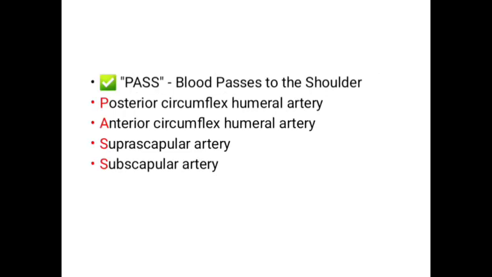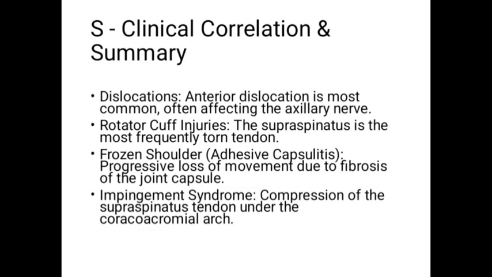Now, here is a mnemonic that can help you remember the blood supplying the shoulder, and this mnemonic is PASS. P for posterior circumflex humeral artery, A for anterior circumflex humeral artery, S for suprascapular artery, and finally the second S for subscapular artery. Finally, we have the S, which is clinical correlation and summary.